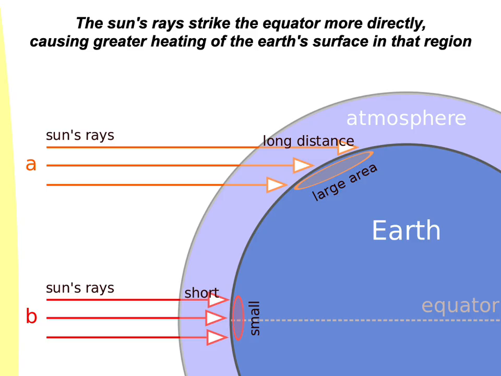In the summer, the northern hemisphere is tilted toward the sun, resulting in greater heating as the sun's rays strike the surface more directly. In the winter, the northern hemisphere is tilted away from the sun, which results in less heating of the surface because the sun's rays strike at a more oblique angle.